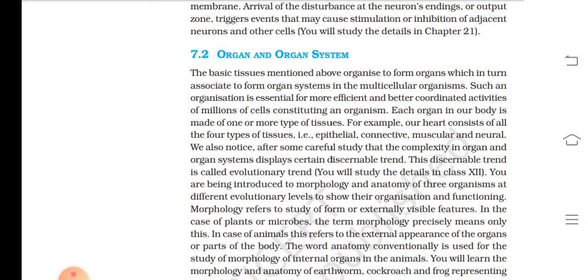Each organ in our body is made up of one or more types of tissue. For example, our heart consists of all the four types of tissue, that is epithelial, connective, muscular, and neural. We also notice after some careful study that the complexity in organs and organ systems displays a certain discernible trend. This discernible trend is called the evolutionary trend. You will study this in class 12.